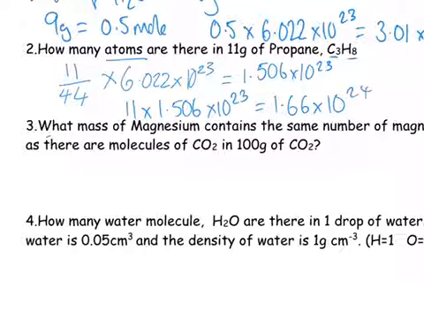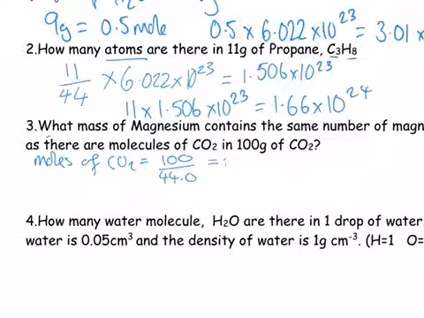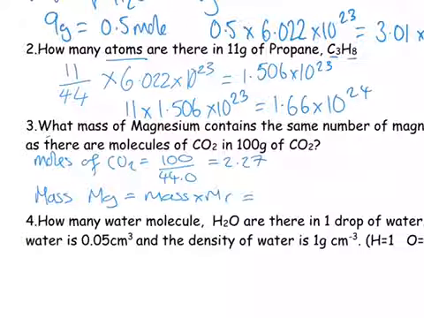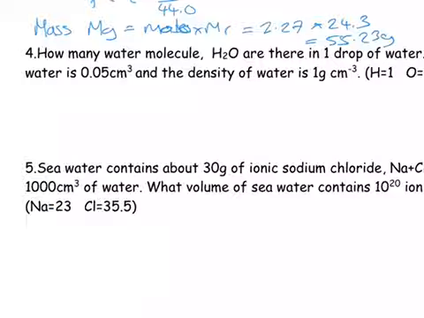Right, for this one, the first thing we need to do is to work out how many moles of CO2 we have. So it's the mass divided by the MR, which gives us the number of moles. The moles of magnesium are going to be exactly the same. So you can then use Avogadro's number, but you don't have to. So this is going to be the moles times the MR. We know the moles are 2.27. The MR is 24.3, which equals 55.23 grams.